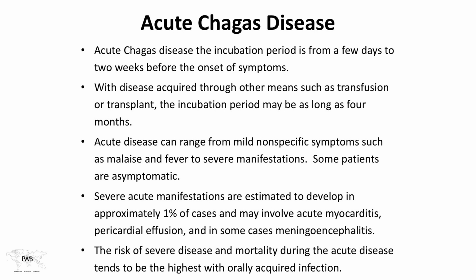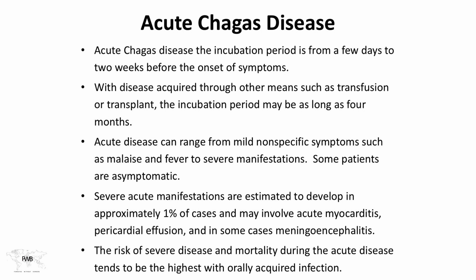But when the disease is acquired another way, such as through transfusion or transplant, the incubation period may be as long as 4 months. So we're going to see a variation there. Now, acute disease can range from non-specific symptoms such as malaise, fever, to severe manifestations. Now, some patients are reportedly asymptomatic. That probably blends in with some people who had a mild illness and they just chalk this up to one of the other many viral or other self-limiting illnesses they had.